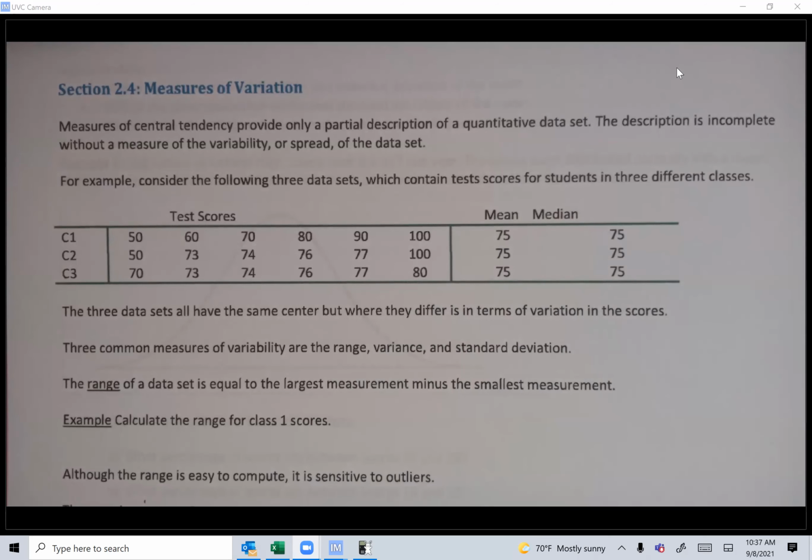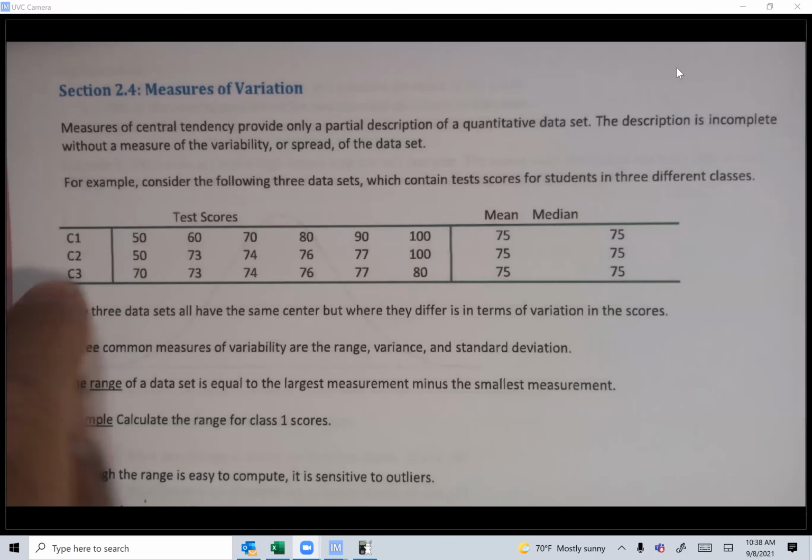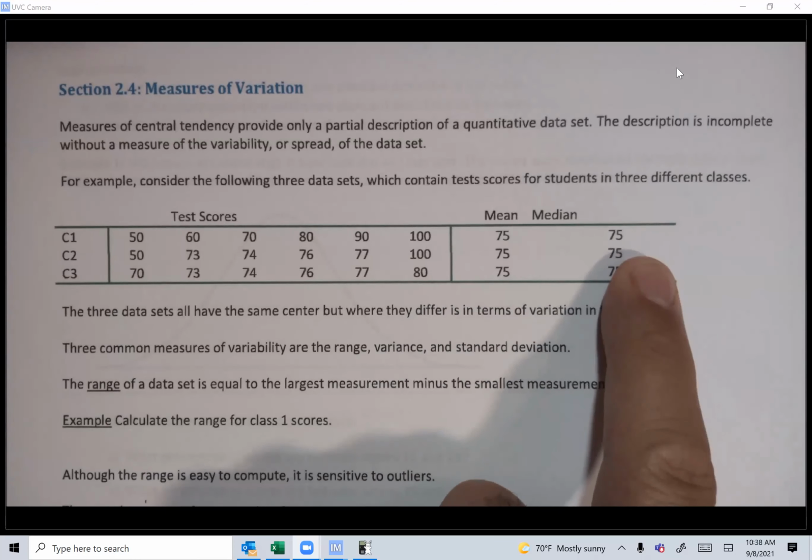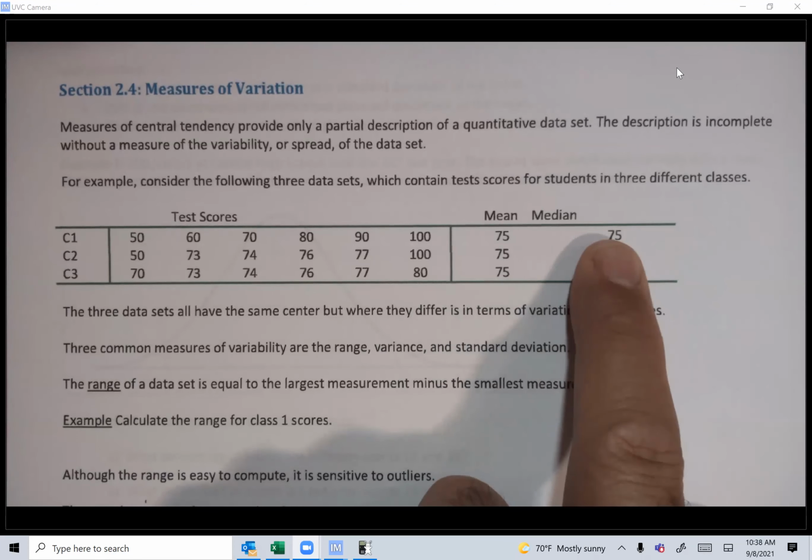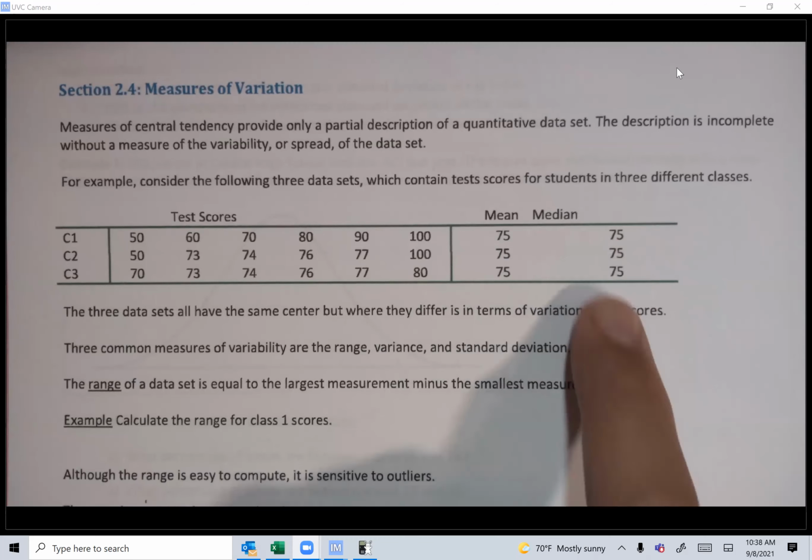If I ask you whether there is a difference among the 3 data sets, you're going to tell me, well, they have the same mean, the same median. I don't know how to judge the difference among the 3 data sets. So is there a tool that we can use to tell whether there is a difference between C1, C2, and C3, other than using the mean and the median? We use the mean, we use the median, and they ended up being the same.